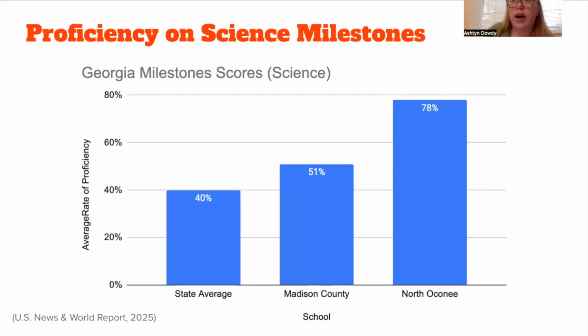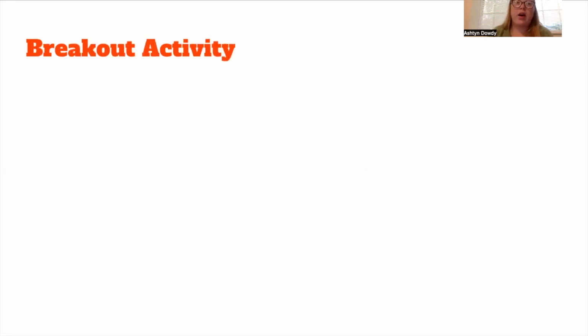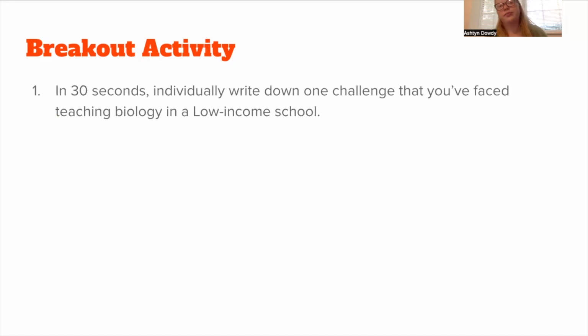All right, so that's the why and the what. So why does it change? How does that cause it to change? Now, how can we, as educators, fix that? And before I jump into a couple of possible implementation strategies myself, I want you guys to kind of brainstorm on your own what maybe you do in your own classroom settings where you have these low-income students and families in your classroom. So really quick, for about 30 seconds, individually, write down one challenge that you face teaching biology or other science courses, but specifically biology, if you've taught that in a low-income school.